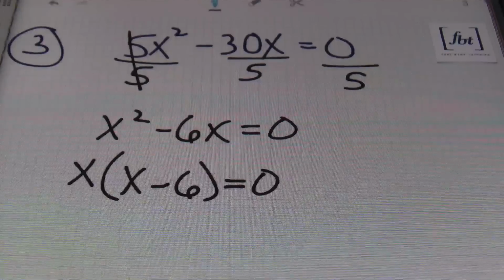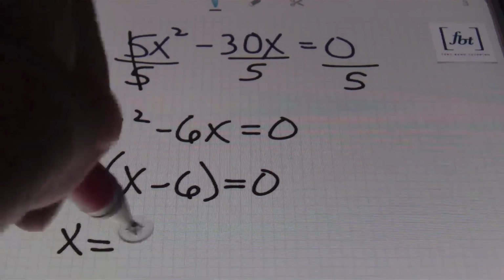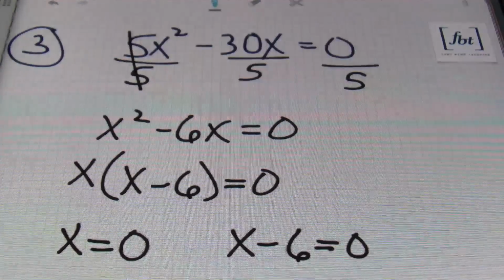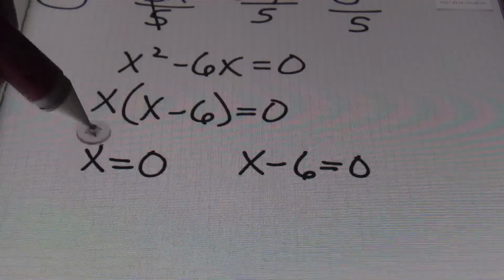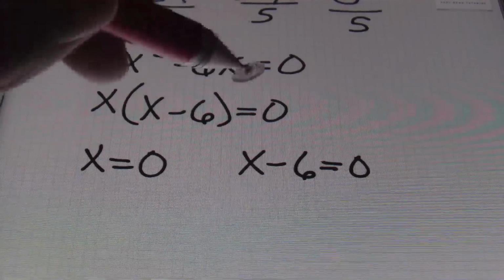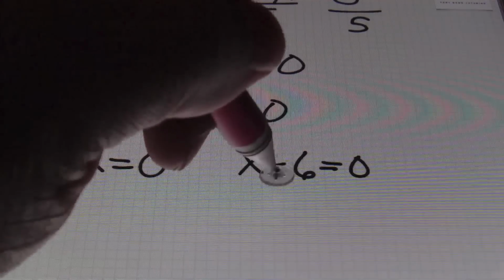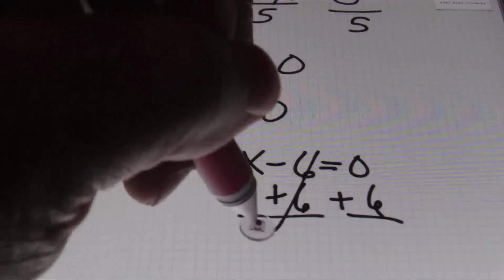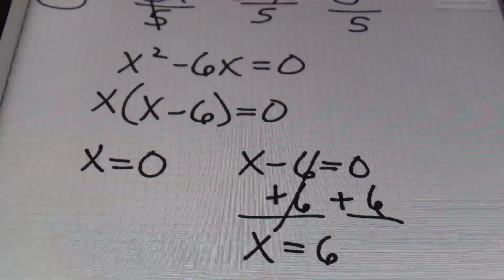So here I'm going to set my first factor, x, equal to 0, and then I'll set my second factor, x minus 6, equal to 0, and then I'll solve for each. There's nothing left to do because x is already isolated. Then over here in our second equation, we can add 6 to both sides. And we'll have x equals positive 6 as well.